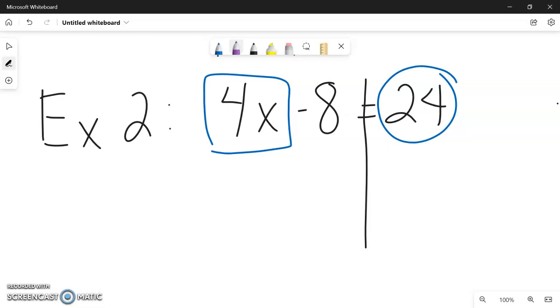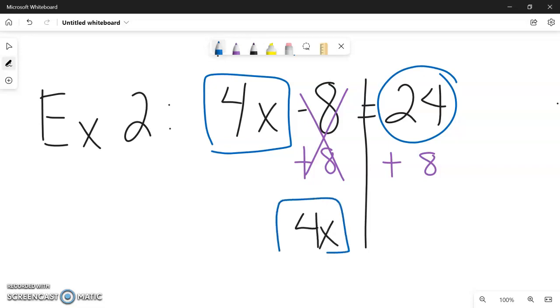The opposite of minus 8 is going to be plus 8. What you do to one side, you do it to the other side. Negative 8 plus 8, it cancels. So we're left with the box, which is 4x. And then 24 plus 8 will give you 32. And then from there, the last step is you divide by the number in the box.